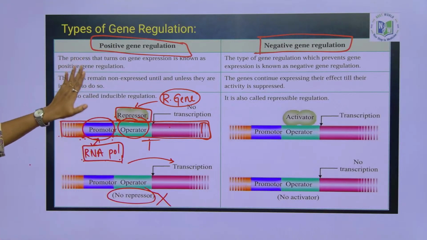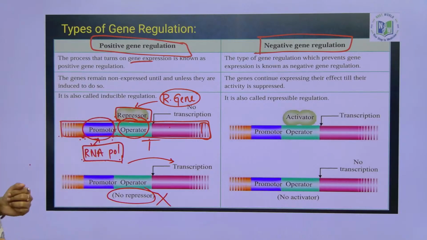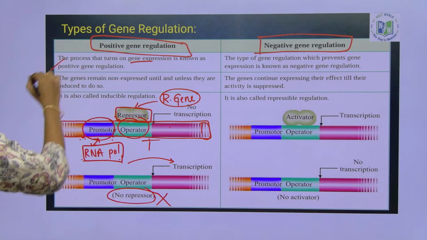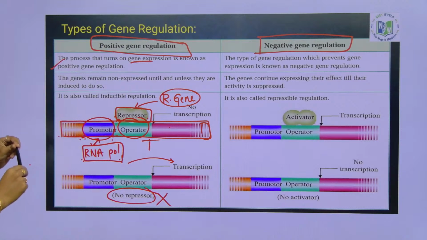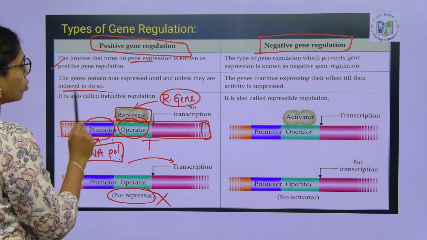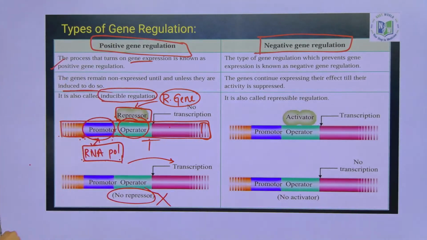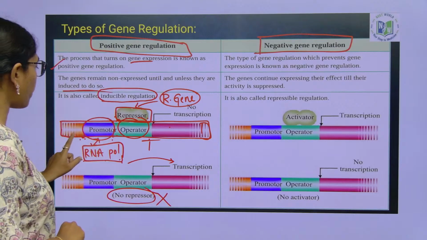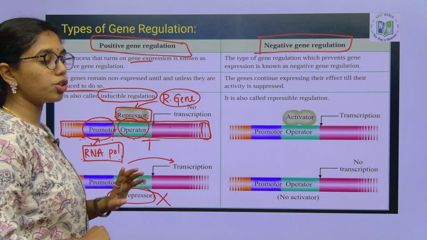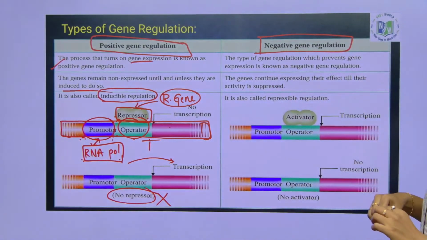Look into the theory also once here. The process that turns on or switches on the gene expression is known as positive gene expression. The genes remain non-expressed until or unless they are induced to do so. It is called inducible regulation. Here, either the activator has to come and bind to the operator region or there should not be any repressor. Here you see repressible gene expression.